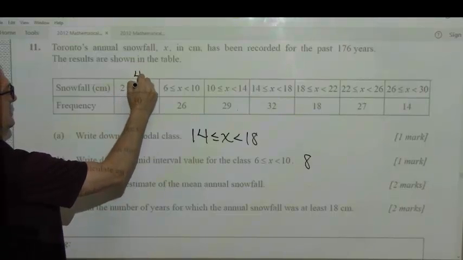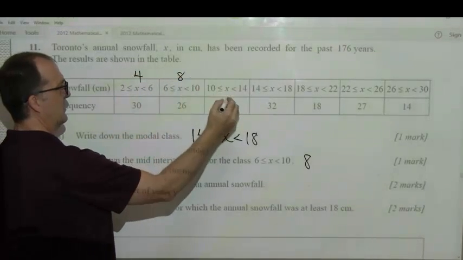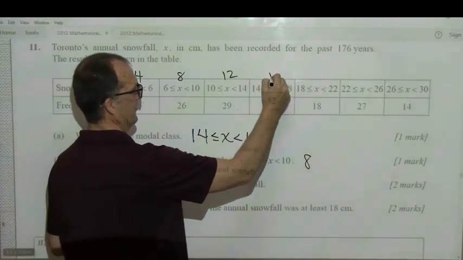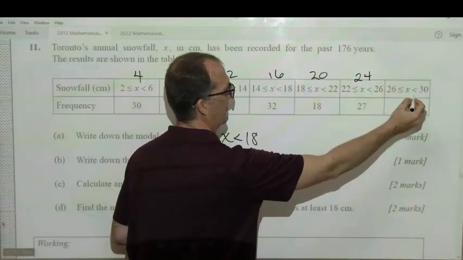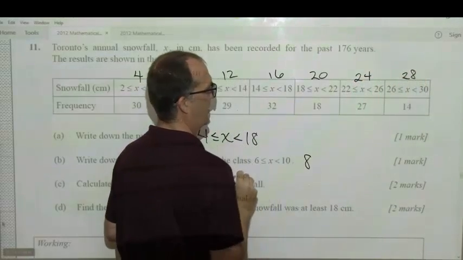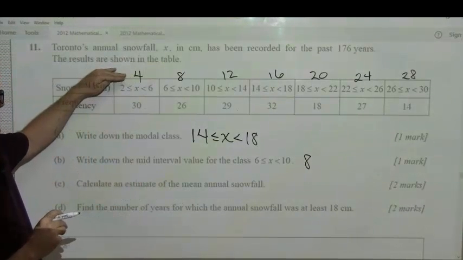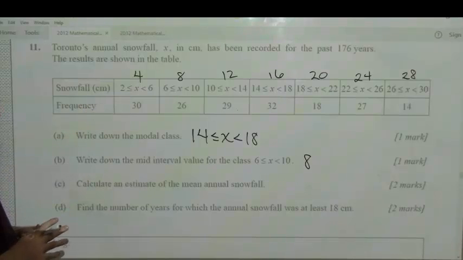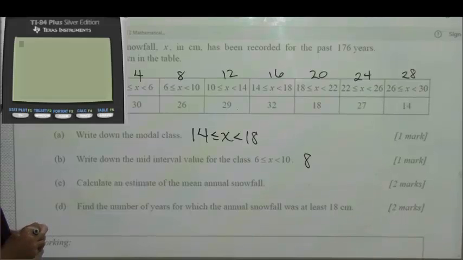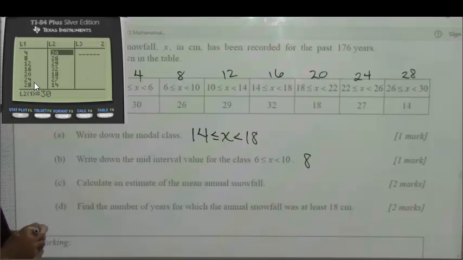So above here, I'm just going to write down what these are. And so there's my list 1, there's my list 2. Put that into my calculator and it will calculate the mean. And so we take a moment to do that. First thing I need to do is go into stats and enter the list, which I've already done. And again, I'm using the mid-interval value, and there are the frequencies.